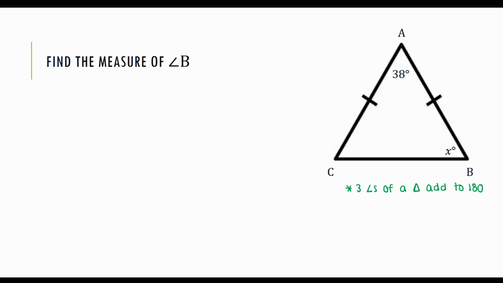But if we look at the triangle ABC, because I have 2 sides marked, we can think about the theorem that if the sides are congruent, then the angles that are directly opposite them are congruent.